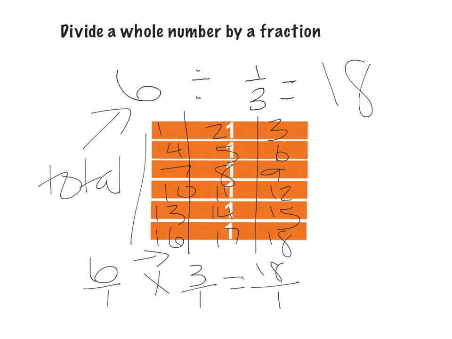1 times 1 is 1. And as you can see, when it's simplified, we get the same exact answer as when it is represented with the model.